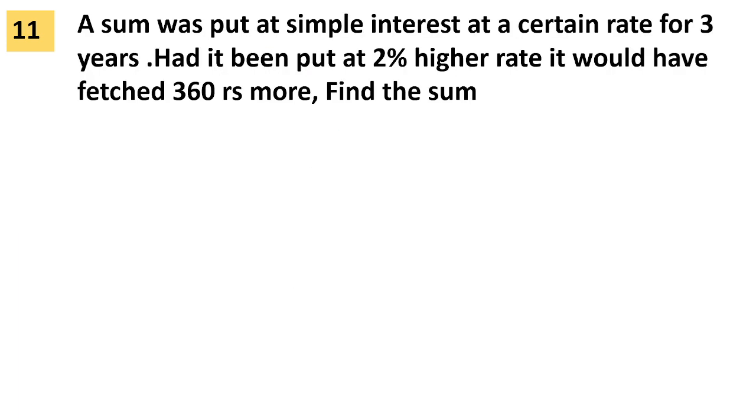Okay, next, a sum was put at simple interest at a certain rate for 3 years, so we get the time. Had it been put at a 2% higher rate, it would have fetched 360 rupees more. Again, they are providing a difference, so we subtract first condition minus second. What is the first condition? Sum was put, so let's take the sum as x. Let's take the rate as r, they don't mention that, for 3 years. And the next condition is r plus 2. So very simple.